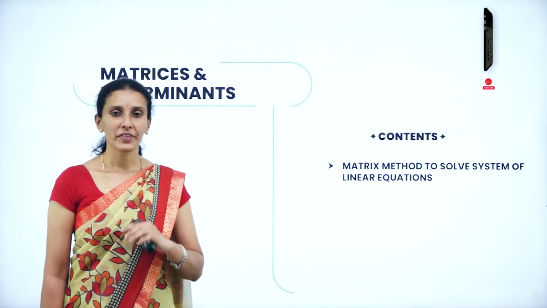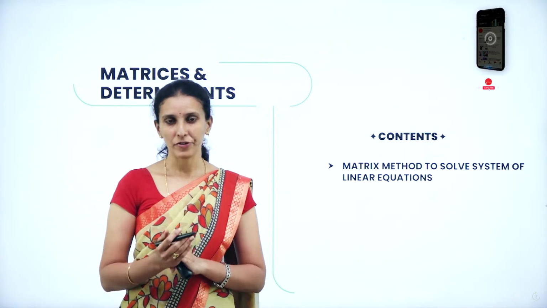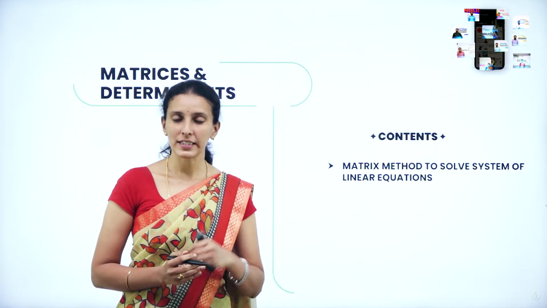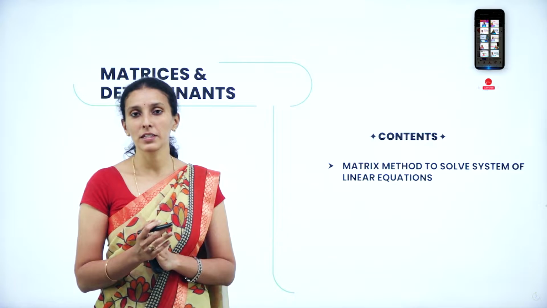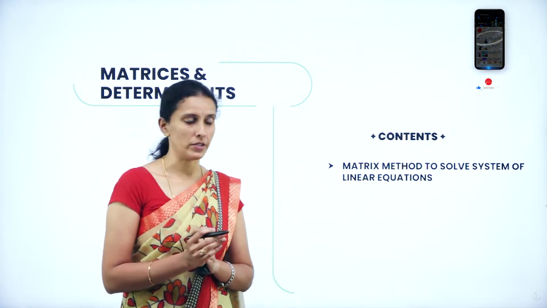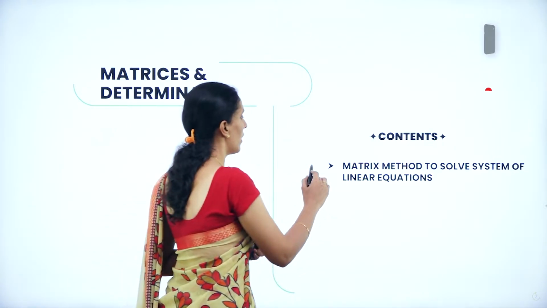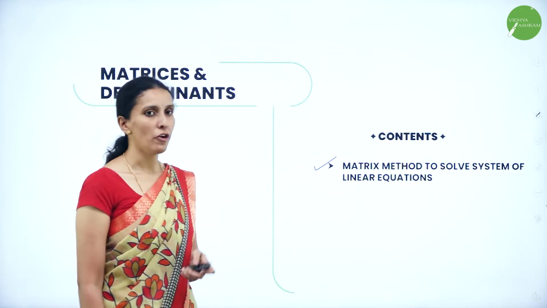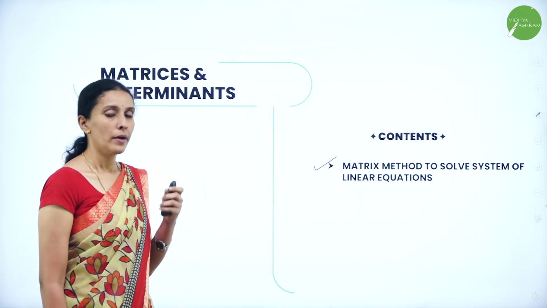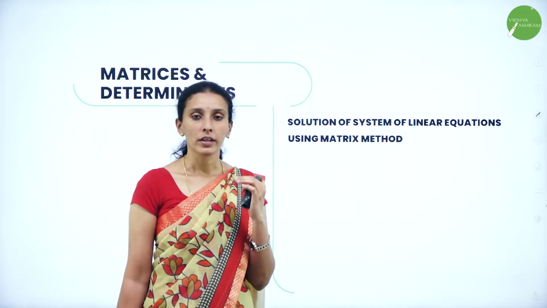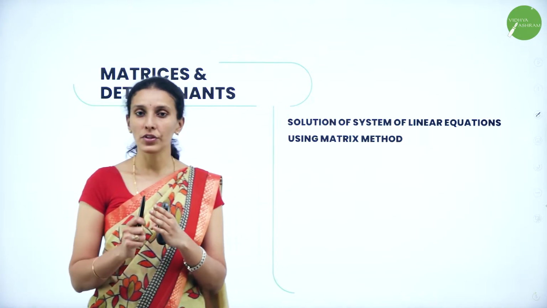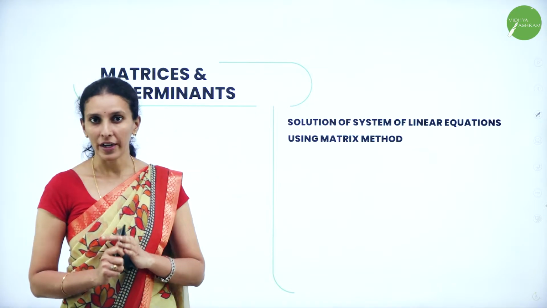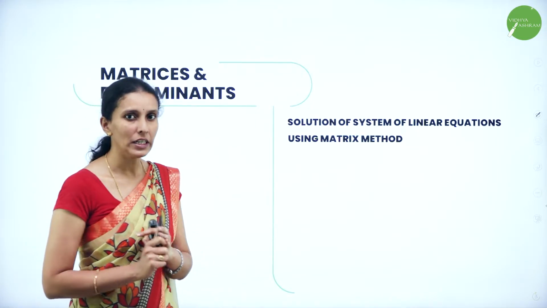In the last session, we have learnt about the inverse of a matrix. Today, we are seeing one of the applications of the inverse of a matrix, that is to find the unknown variables in a simultaneous linear equation. So in this session, we are doing the matrix method to solve the system of linear equations. Previously, I have already taught to solve the linear equations using Cramer's rule. So this is also one of the methods to solve a system of linear equations.